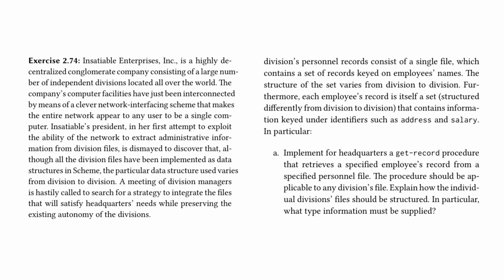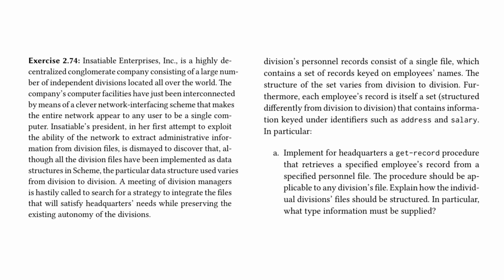It states, Insatiable Enterprises, Inc. is a highly decentralized conglomerate company consisting of a large number of independent divisions located all over the world. The company's computer facilities have just been interconnected by means of a clever network interfacing scheme that makes the entire network appear to any user to be a single computer. Insatiable's president, in her first attempt to exploit the ability of the network to extract administrative information from division files, is dismayed to discover that although the division files have been implemented as data structures in Scheme, the particular data structure used varies from division to division.